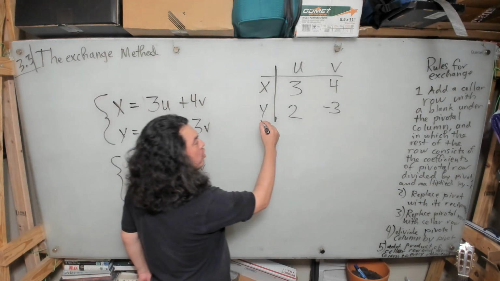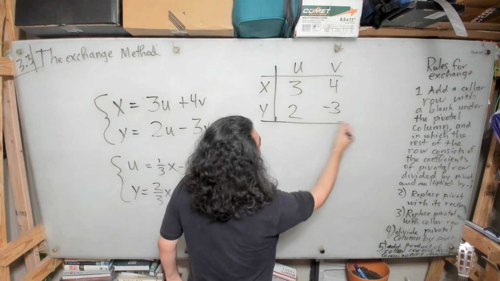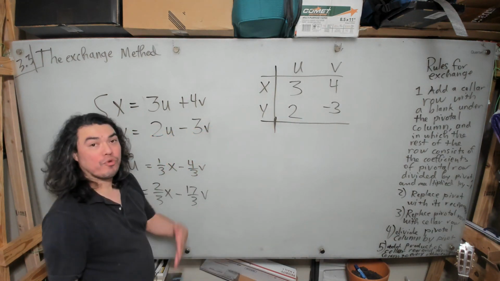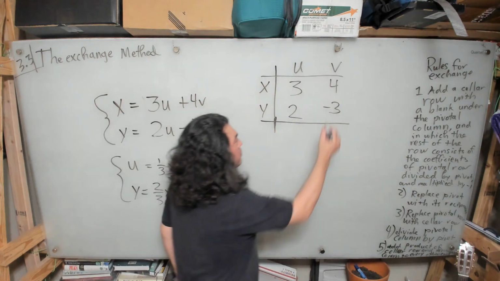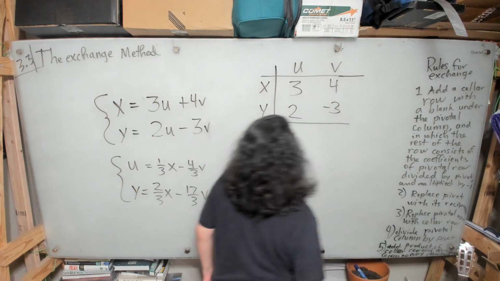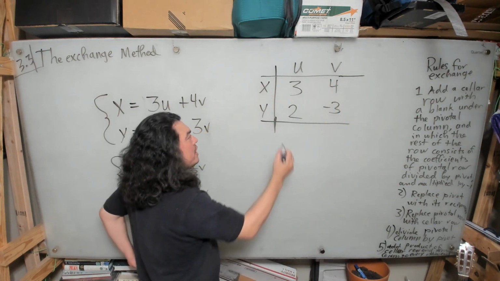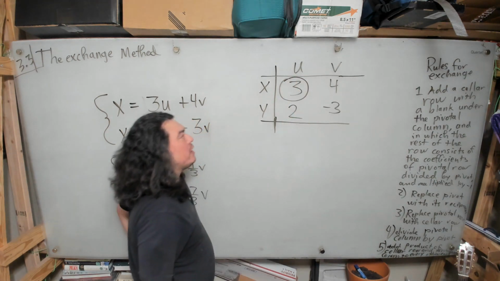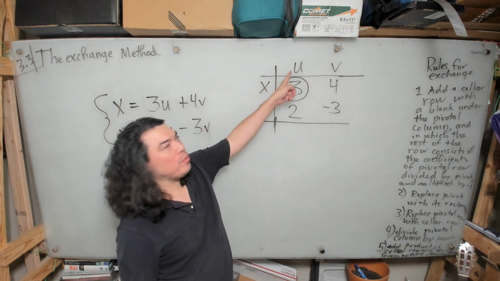But in doing this, I'm going to be able to show you how to read these rules and how to perform this calculation. Okay? And then we'll look at a couple more examples. So this will be our pivot. Why is this one our pivot? Because I want to exchange the x with the u.